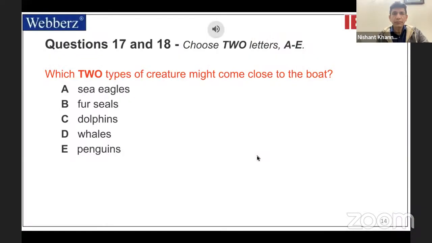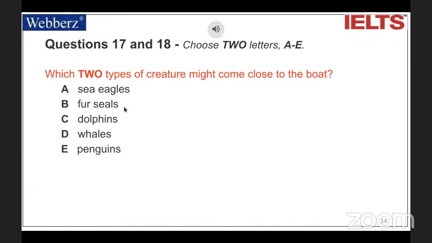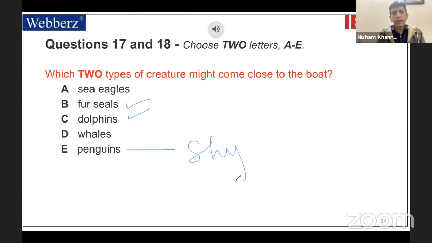All right, so let us listen to it once again. Vrinder, can you tell us the right answer, please? B and C. How is it B and C? Firstly, he talked about penguins. He said that they are shy and never come close to them. So it's the wrong answer.